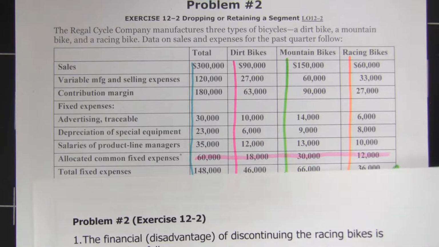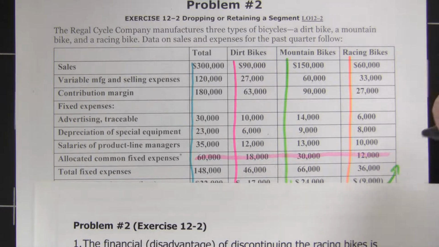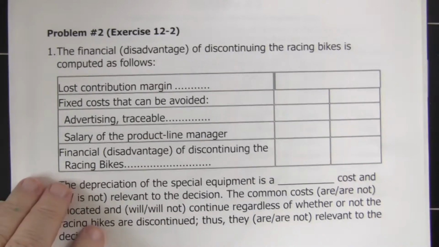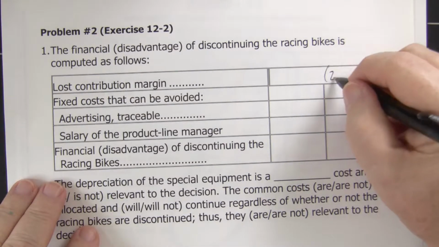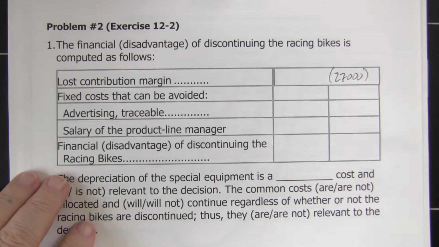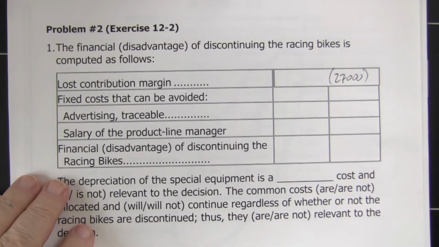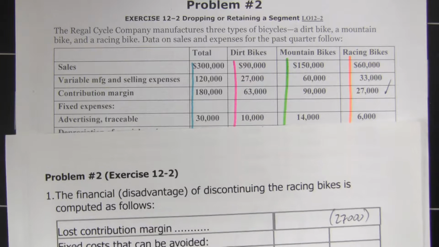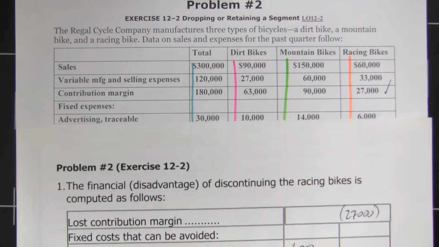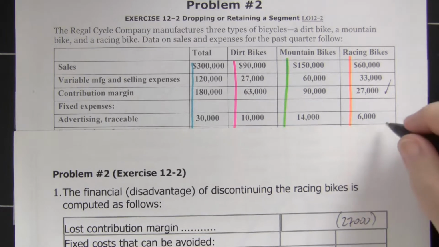We know for a fact that if we give up the racing bike division, we're going to give up the contribution margin. Because if you don't sell the bikes, you can't get any money out of them. So we know that. Now let's take a look at the traceable fixed costs that can be avoided if we give up this division. Well, the advertising, that's traceable to this division, so we'll be giving that up. Okay, so we'll be saving $6,000 in the traceable advertising. We got that.